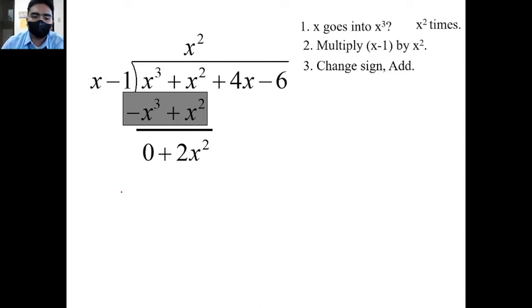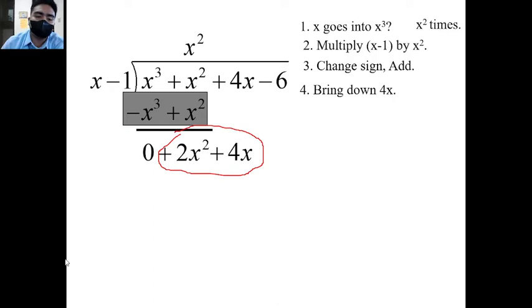Alright, so after that one, what will happen next? We're going to bring down 4x, as usual, the next term, or next digit in the normal way of dividing. So we're going to bring down 4x. Right after that, we are going to divide x minus 1 into the new dividend. This is our new dividend, isn't it?